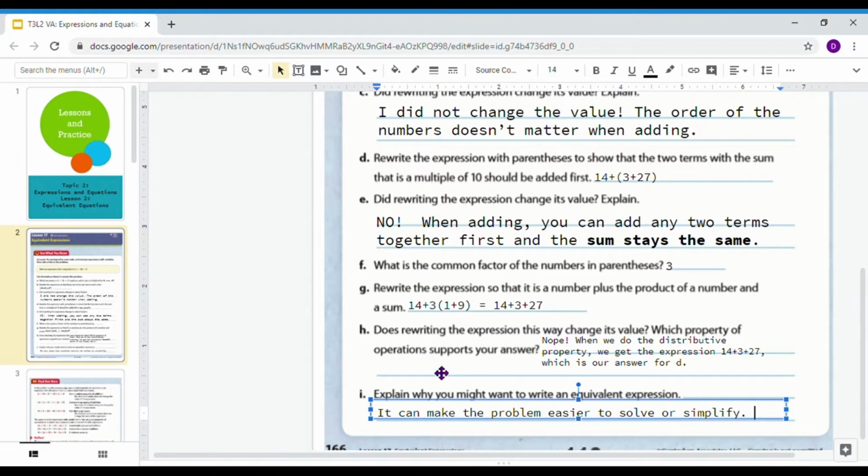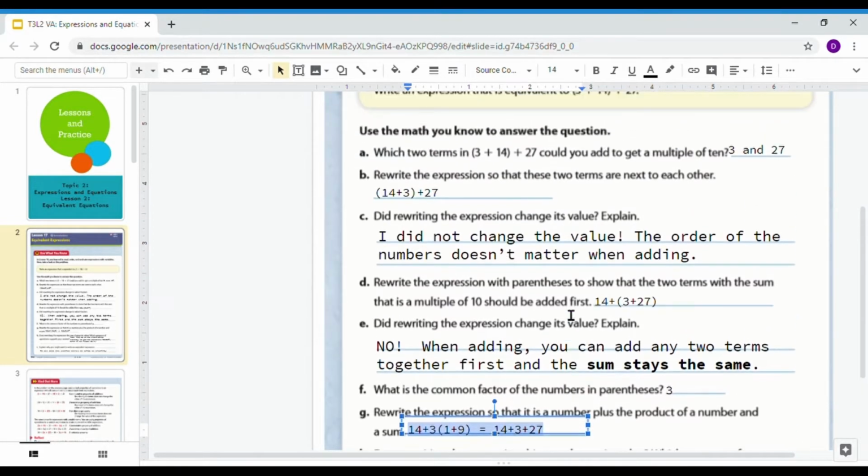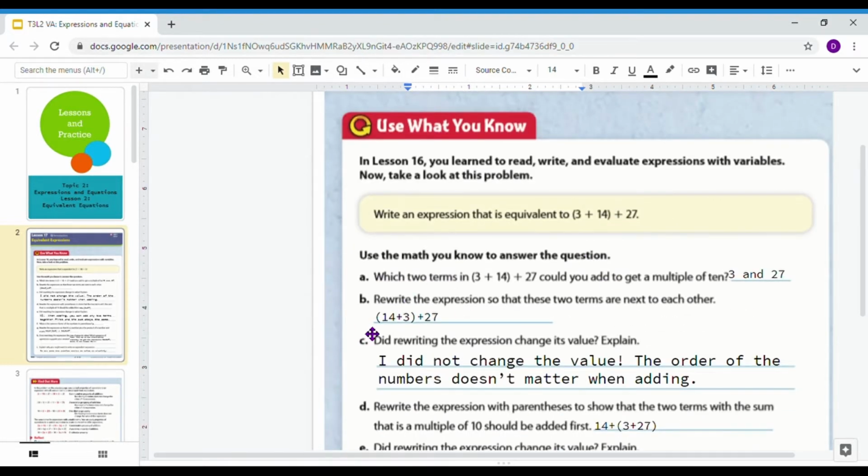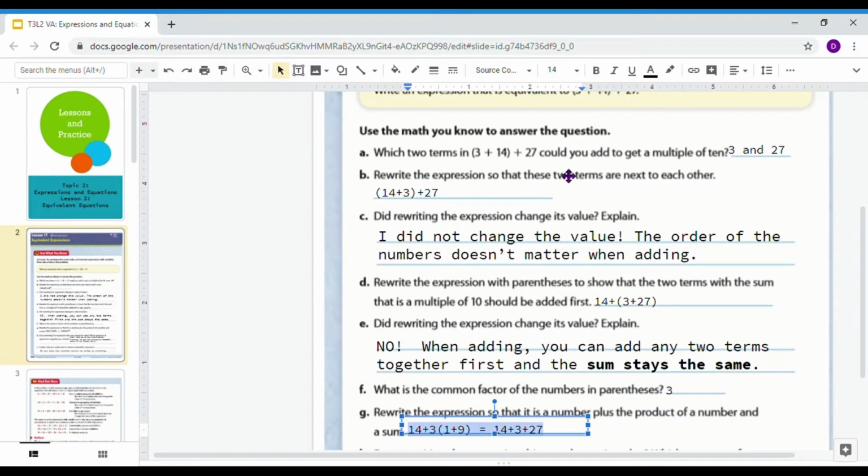Looking right here, this equation, 14 plus 3 times 1 plus 9 in parentheses, is equal to 14 plus 3 plus 27, which is also equal to our original expression of 3 plus 14 plus 27. This isn't quite an equivalent expression, excuse me, because it is using all the same numbers, but we were just showing you that you can move things around and it's still the same. And down here, you can move things around, it's still the same.